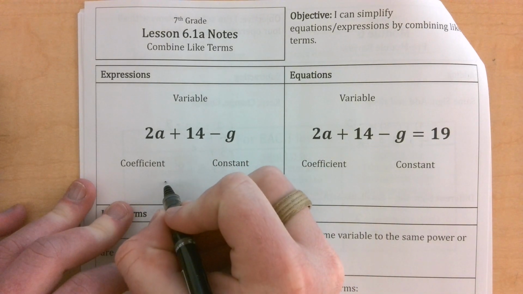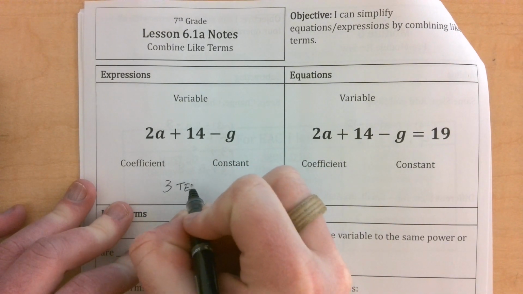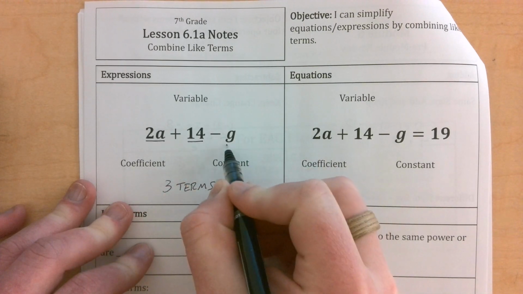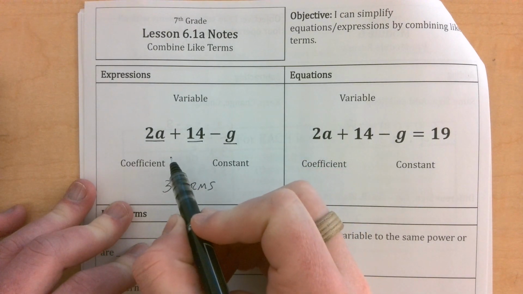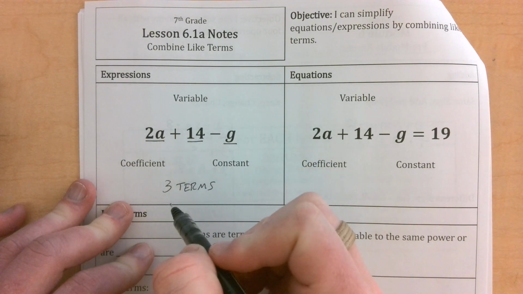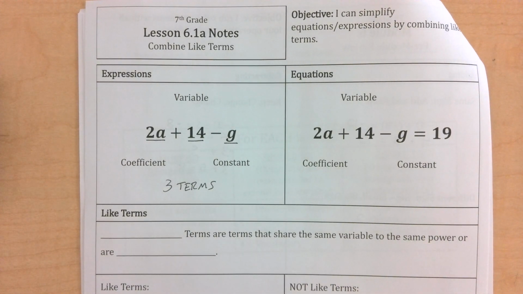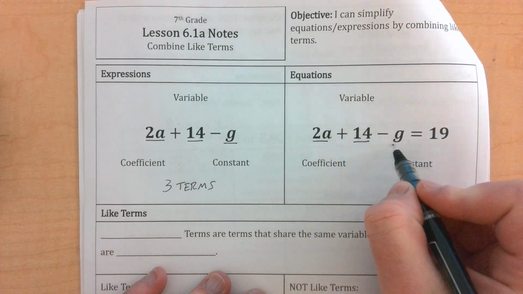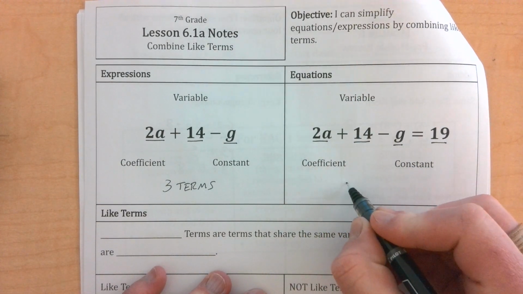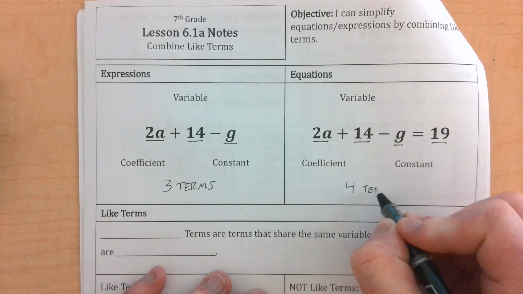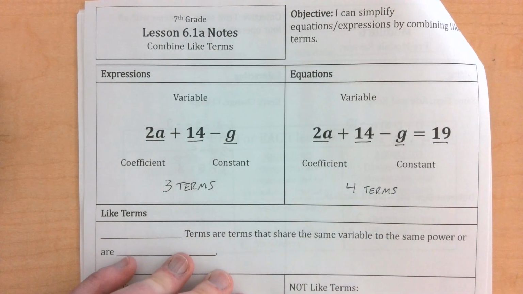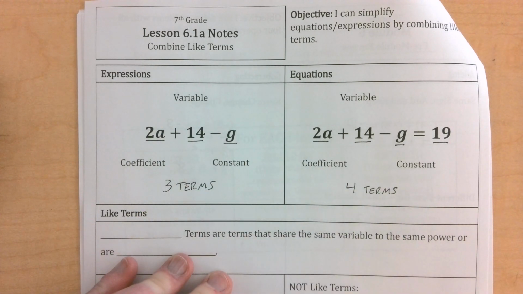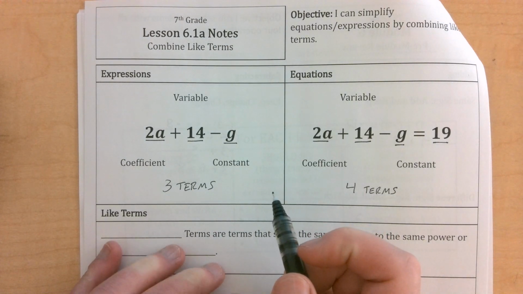You're going to need to know some vocabulary here. Like terms, there are 3 terms in this expression. 1, 2, 3. Anything that is not an operation, that's not plus, minus, divide by, those are terms. Over here we have 1, 2, 3, 4 terms. Now, there's some other vocabulary we're going to go over as well.